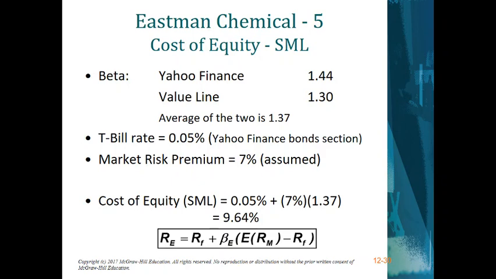And so if you use the CAPM or SML for determining the cost of equity, you simply take the risk-free rate of 0.05% and add that to the product of your market risk premium times the beta. Here we've averaged the two, so it's 1.37, and so the cost of equity is 9.64% using this formula.